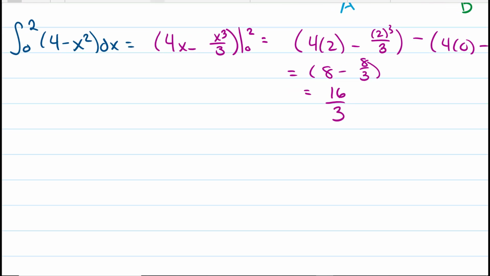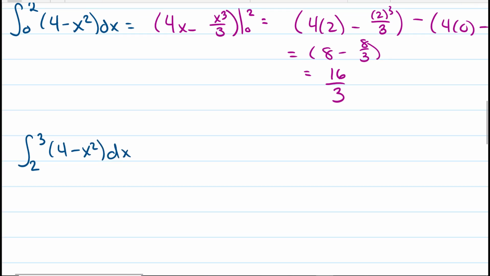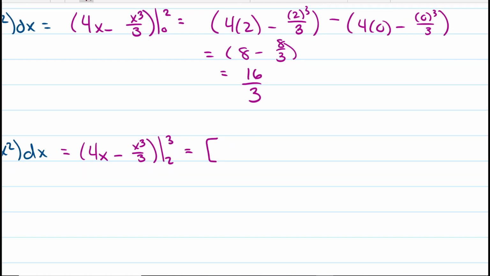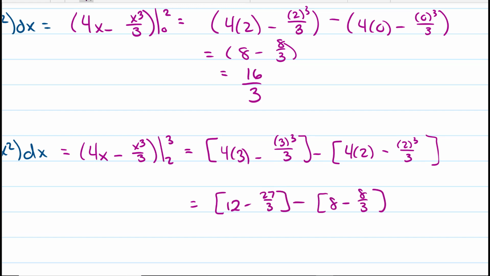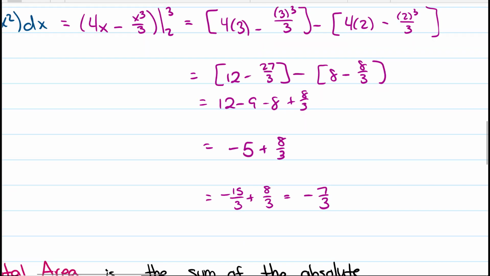Now we have to find the integral from 2 to 3 of 4 minus x squared dx. Notice that it's the same function we're taking the integral of. So the antiderivative is 4x minus x cubed over 3 from 2 to 3. And when we evaluate it, we get negative 7/3.